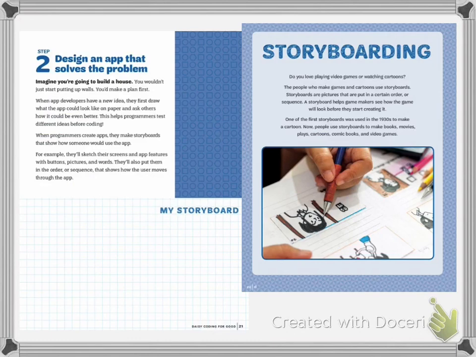Ask others how it could be even better, and this helps the programmer test different ideas before they begin to code it. When programmers create an app, they make a storyboard that shows how someone would use the app. For example, they'll sketch the screen and the app features with buttons and pictures and words. They'll also put them in order of sequences to show a user how to move through the application.